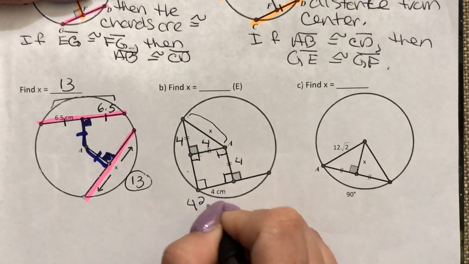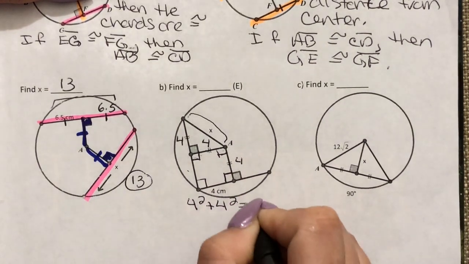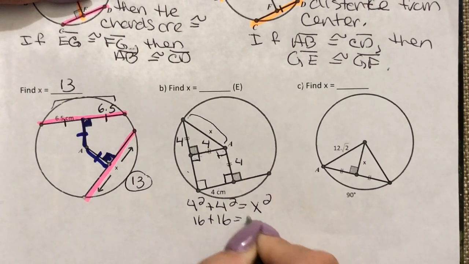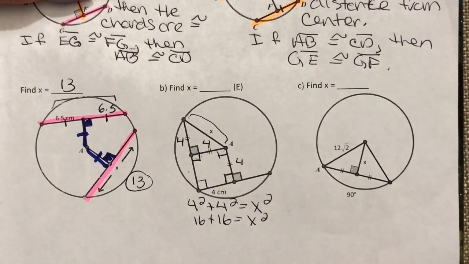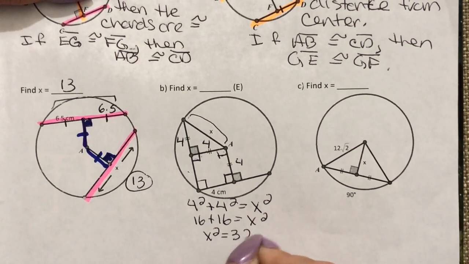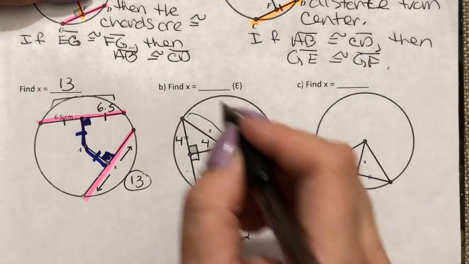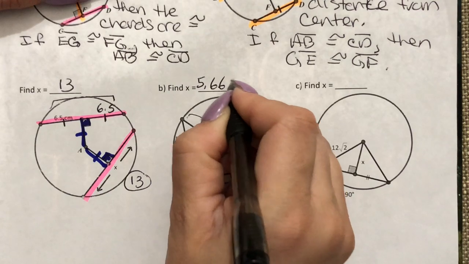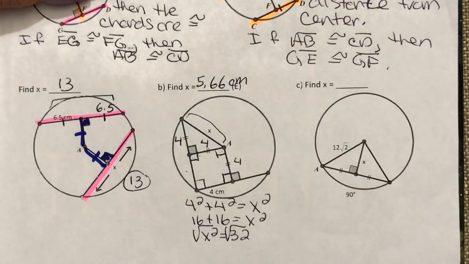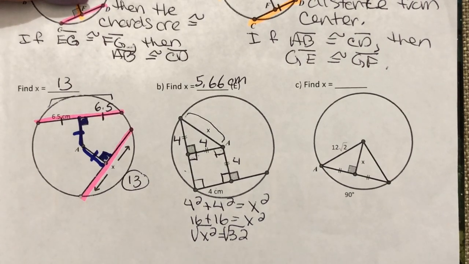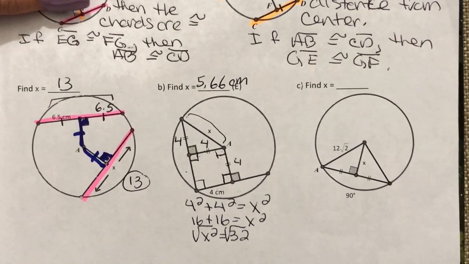So that's just going to be 4 squared plus 4 squared equals x squared. 16 plus 16 equals x squared. 16 plus 16 is 32. So the last step to get x by itself would be to take the square root. And when you put that in the calculator, you're going to get 5.66 centimeters.